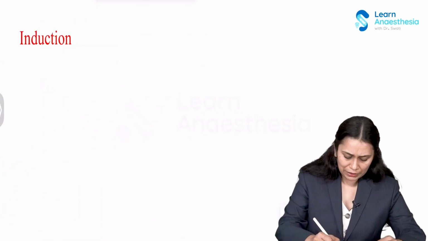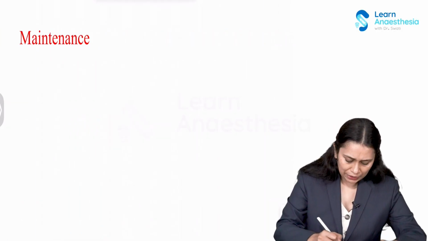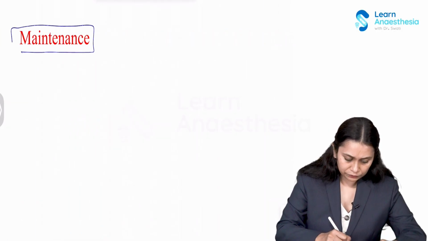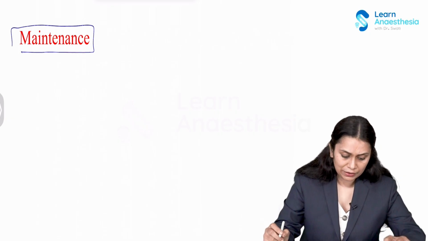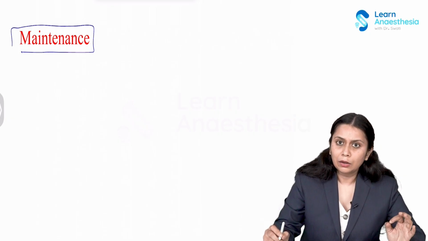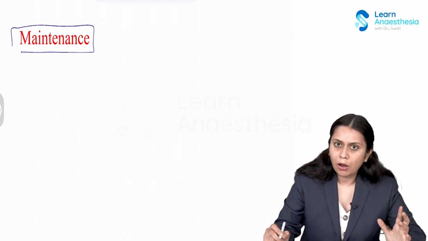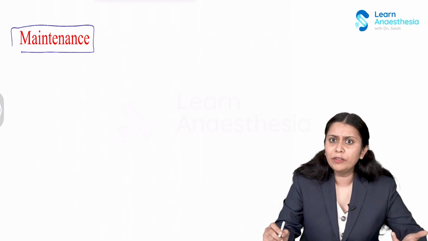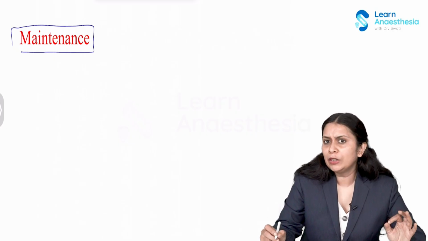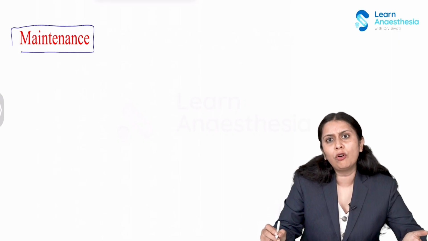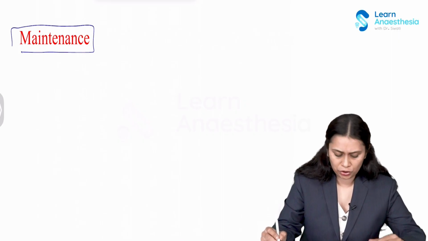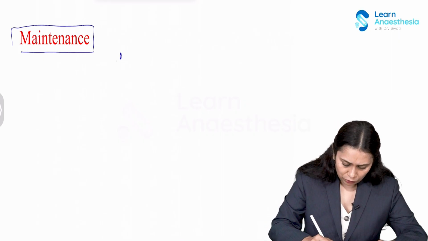Now coming to maintenance of anesthesia. For maintenance of anesthesia, we practice the same way as for routine open aortic surgery. We can go for inhalational, we can go for TIVA, we can go for a combination. So we can go for inhalational, right?